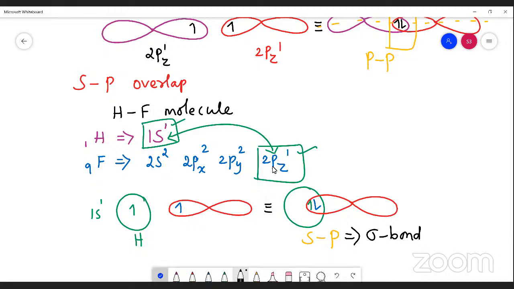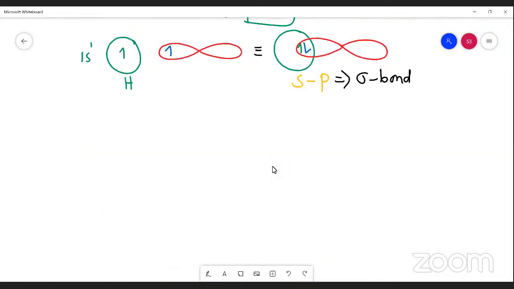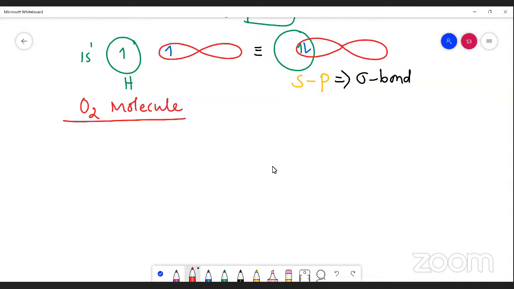Now I will tell you one more example, showing pi bond formation, taking oxygen, the O2 molecule. Here I will show the formation of a sigma bond as well as a pi bond. The oxygen molecule contains how many oxygen atoms? 2 oxygen atoms. First of all, we should find the atomic number of oxygen. The atomic number of one oxygen is 8.